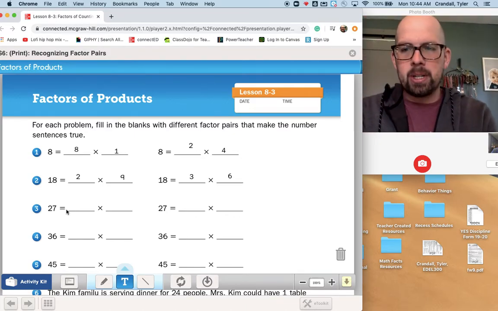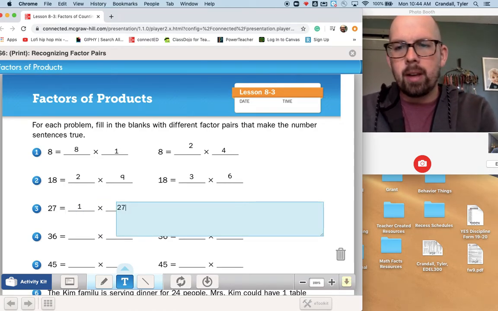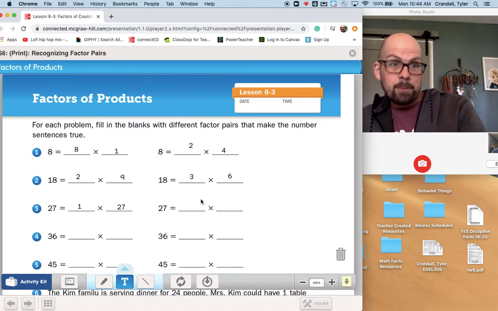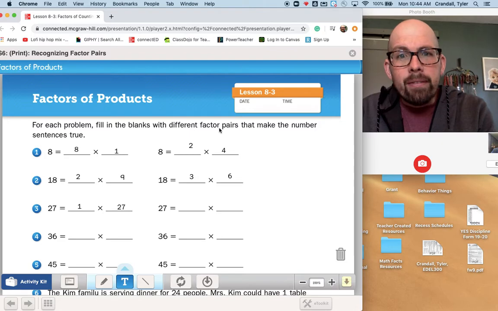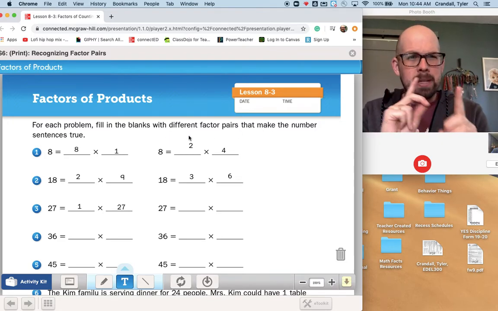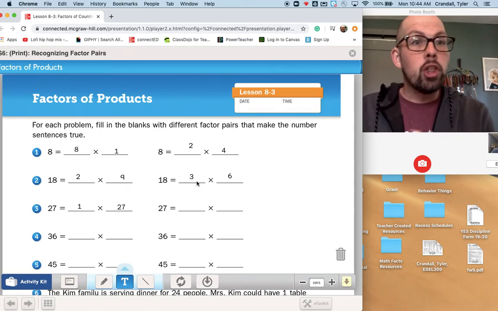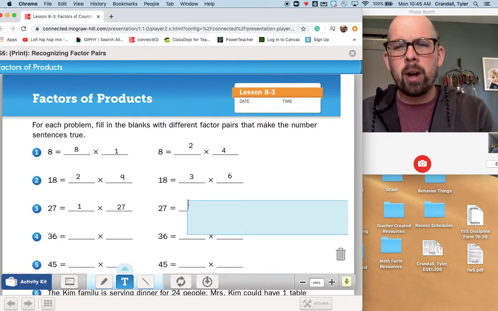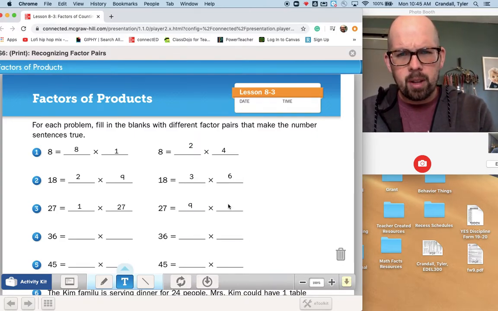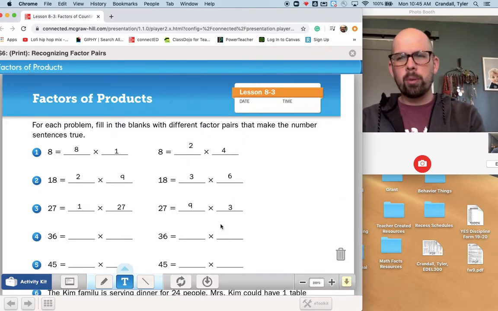Very cool. 27. Ooh, 27. I'm just going to go with 1 times 27. And then should I do 27 times 1? No, I shouldn't, because it says to use different factor pairs. That would just be the same pair, 27 and 1, flipped around, the turnaround rule, the commutative property of multiplication. But there's another one, and it's 9. 9 times 3 equals 27. 9 times 3 equals 27.